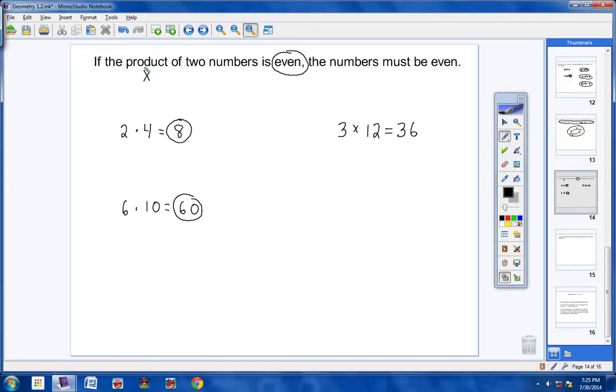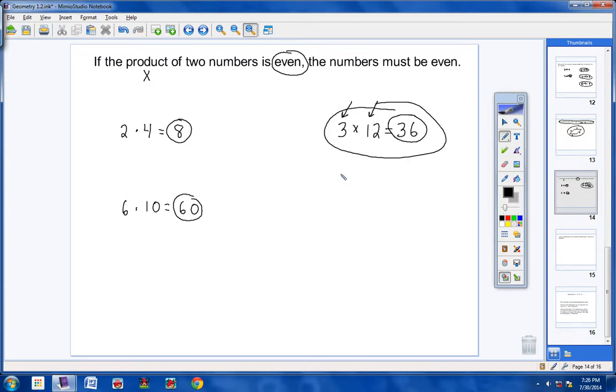If the product or the multiplication of two numbers is even, so we multiply two numbers together, did we get out an even number right here? Yes or no? Is 36 an even number? Yes, it is. So if the product of two numbers is even, then the numbers that you multiplied must be even. And that's not true. Look, here's the two numbers I multiplied, 3 and 12. Are both of those numbers even? No, they are not. This one is right here, but the 3 is not.